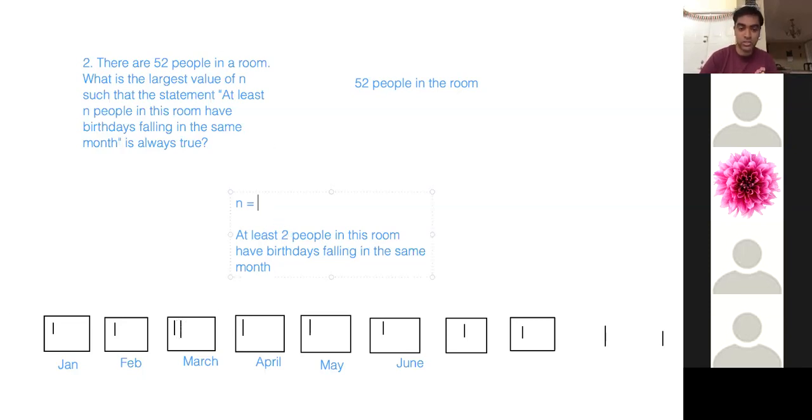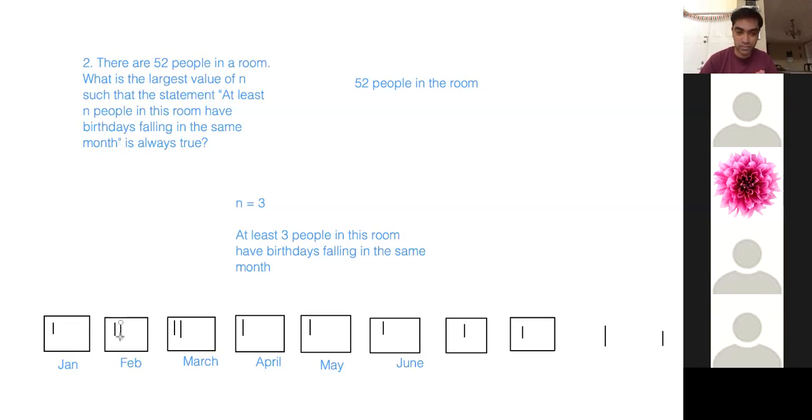Let's make n equals 3. At least 3 people in this room have birthdays falling in the same month. Sanvi, you're close, but let's see. Okay, yes, that would be true because then again, you could go another round. So if there were how many people in the room, would this statement not be true? Or not necessarily be true?